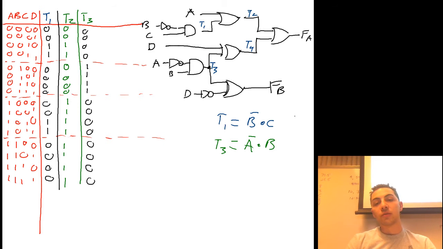So we're just continuing on. We've done T1, T2, T3. Now that we've done T3, we can do T4. Let's change colors here. T4.